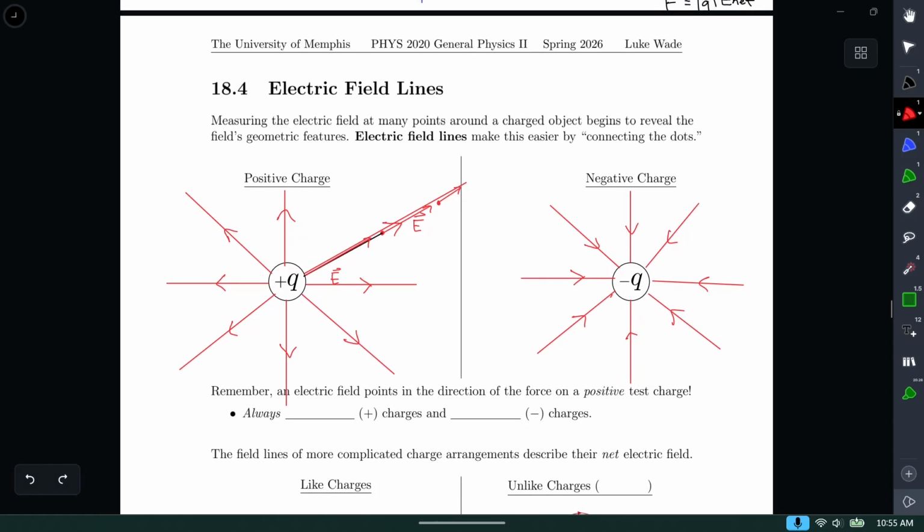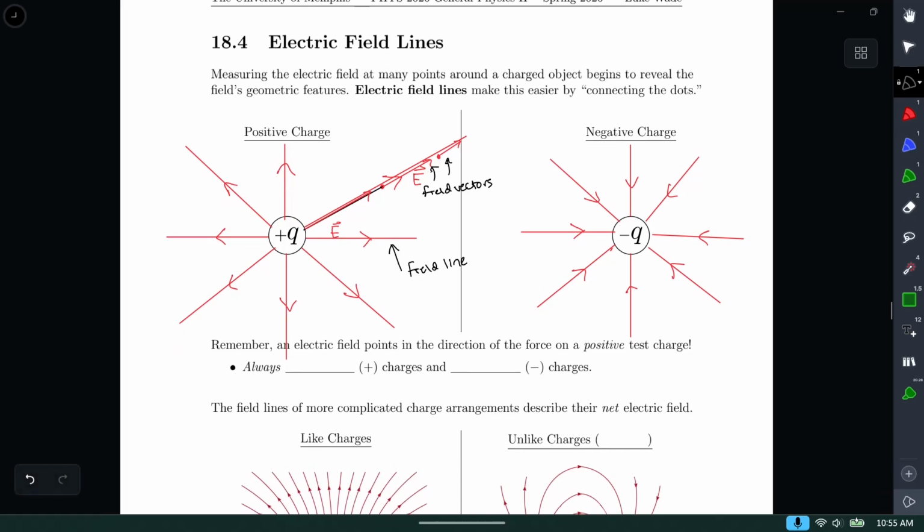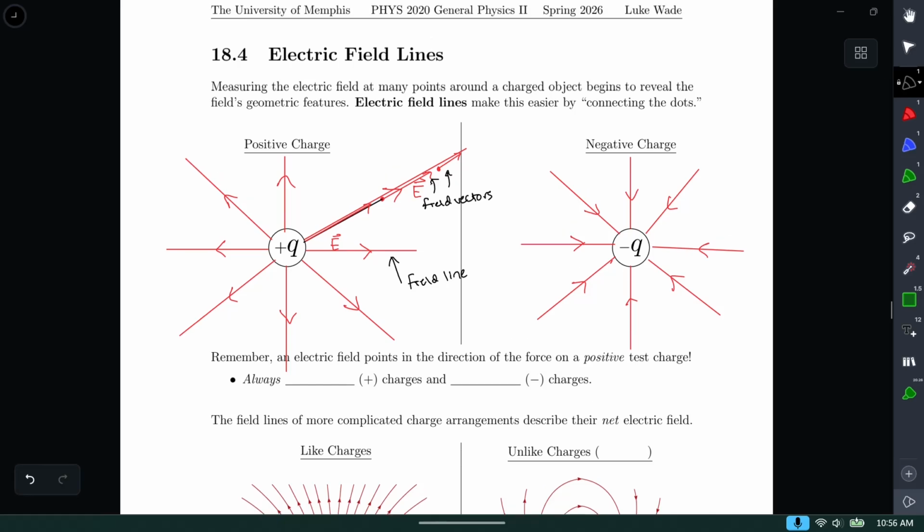Okay, so that's what's going on here. These individual ones are my field vectors, my electric field vectors. These where I just connect the dots are my field lines. And they start to say more about what the field looks like everywhere around that charge, not just at specific points.